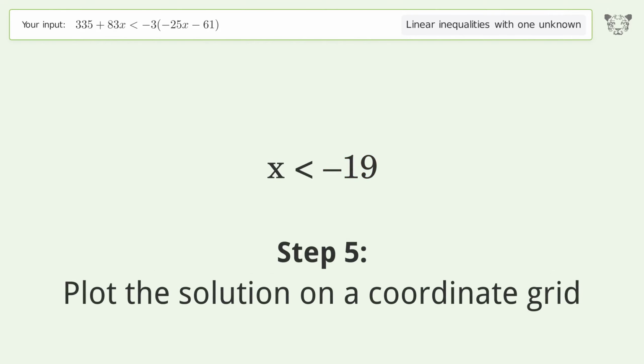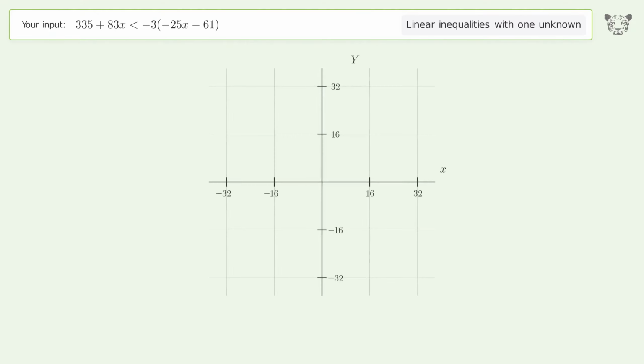Plot the solution on a coordinate grid. And so the final result is x smaller than -19.